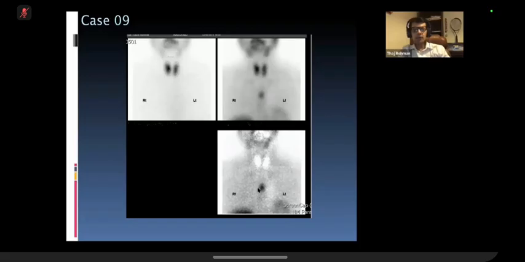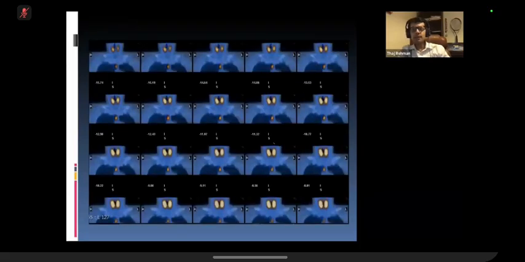Okay, so you can follow it up by a SPECT CT, which is a combination of nuclear medicine and CT, and you can see it's in the chest, abnormal uptake in the ectopic parathyroid gland in the anterior mediastinum.